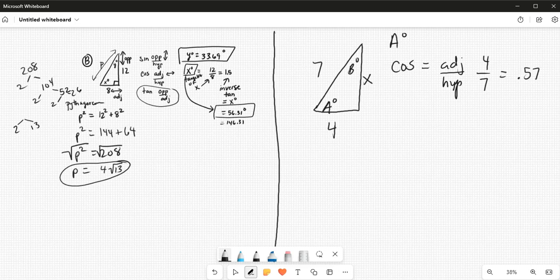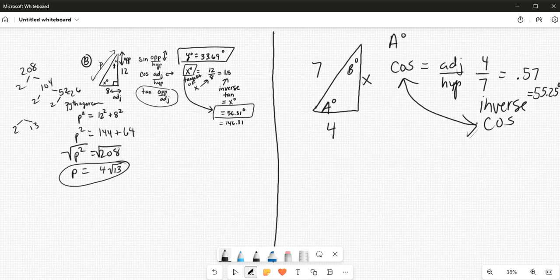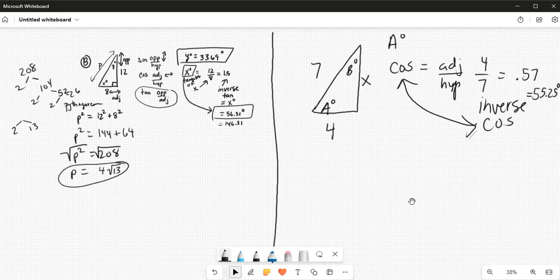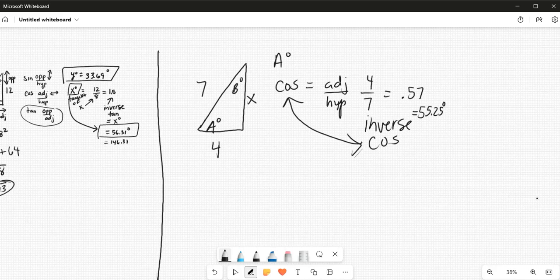If I take that 0.57 and use inverse cosine, because we're using cosine here, that's going to give me my angle. So that's going to be 55.25 degrees. Okay, so that's going to be A equals 55.25 degrees.